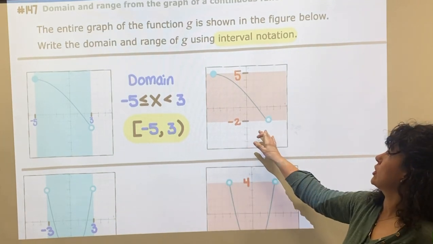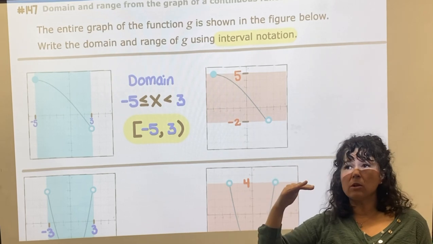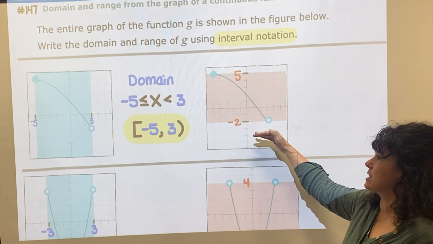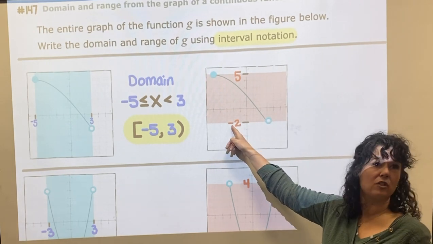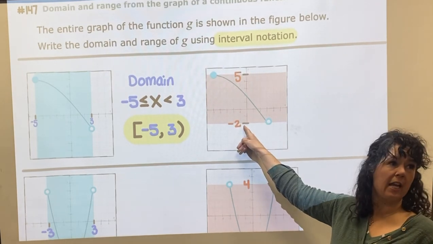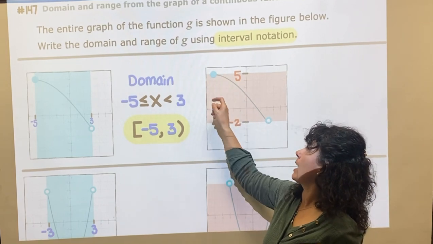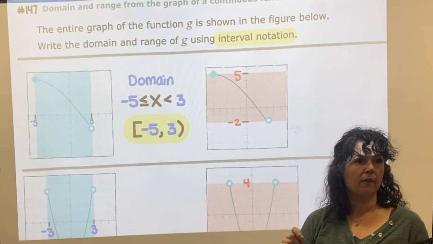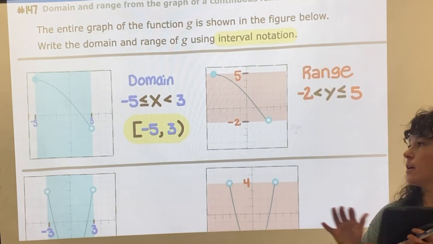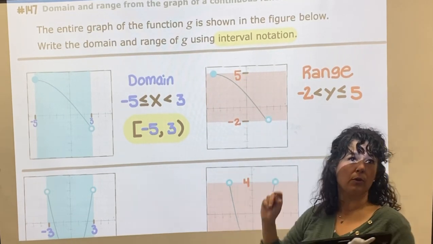Okay, so then let's look at the range. The range is about the y's, so that's how low to how high. So the lowest point that's graphed here is at -2. Now it's open dot, so not including -2. And then the highest point that's on this graph is at a height of 5. So if we go for the range, my y coordinates are going to be -2 through 5.